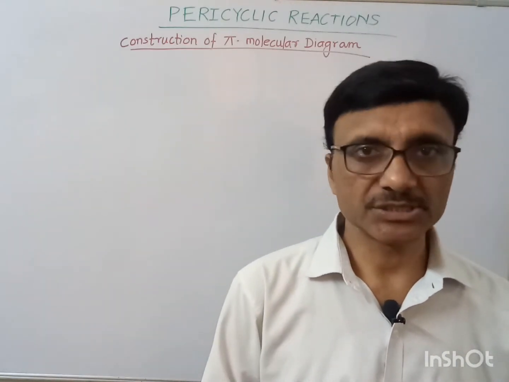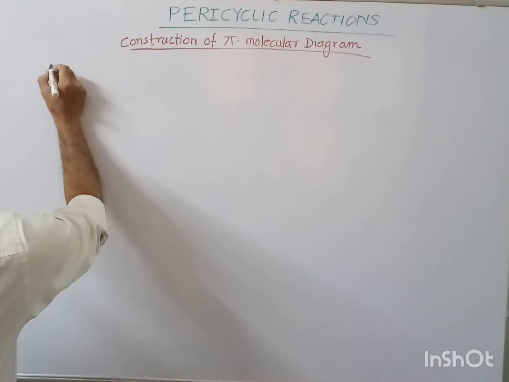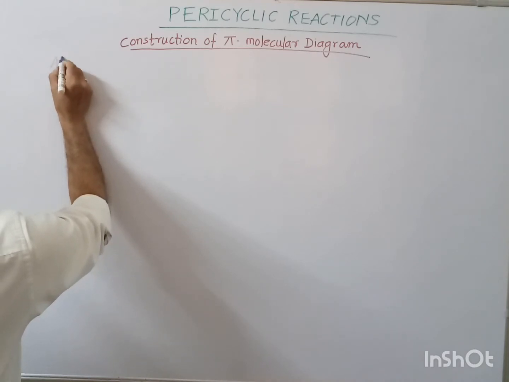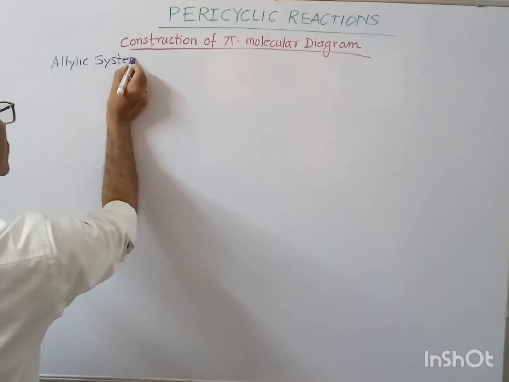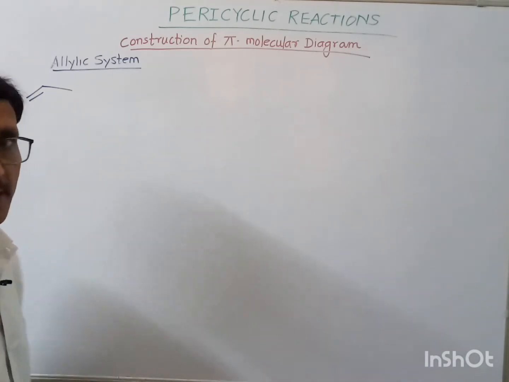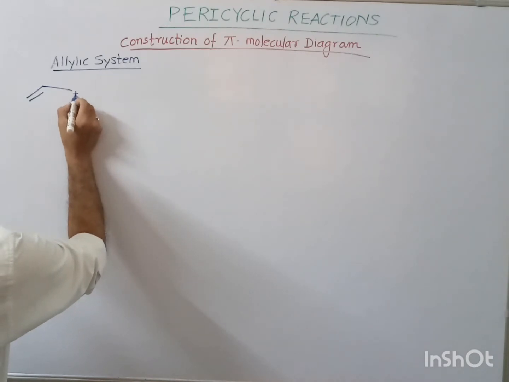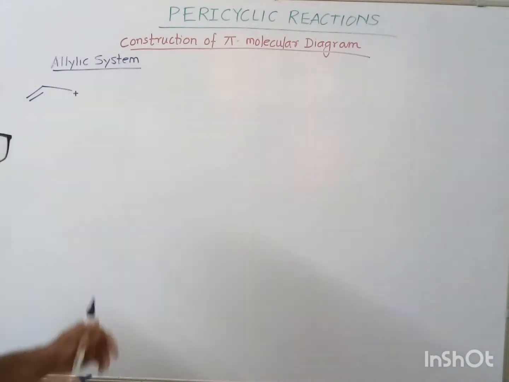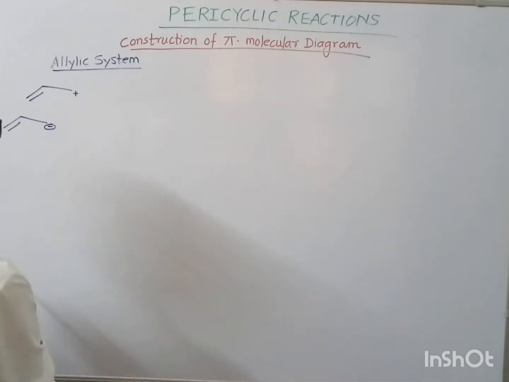for the allylic systems. Okay, now if you see this allylic system, suppose this is either an allylic cation or an allylic anion. Suppose this is the allylic cation. So the allylic cation contains 2 electrons. In the same way, this allylic anion contains 4 electrons. And this is a 3 carbon system.